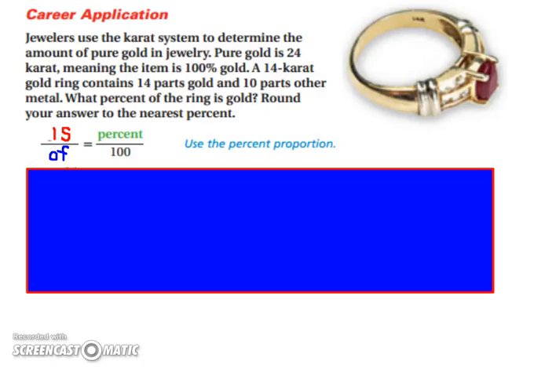Let's check out a real-world application. So, jewelers can use the carat system to determine the amount of pure gold in jewelry. Pure gold is 24 karat, meaning the item is 100% gold. A 14 karat gold ring contains 14 parts gold and 10 parts other material. What percent of the ring is gold? Round your answer to the nearest percent.